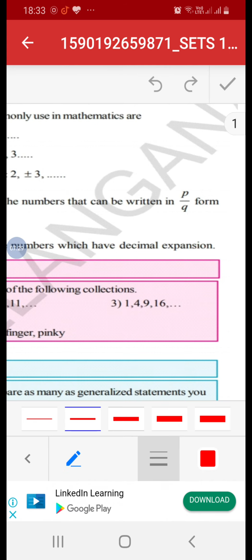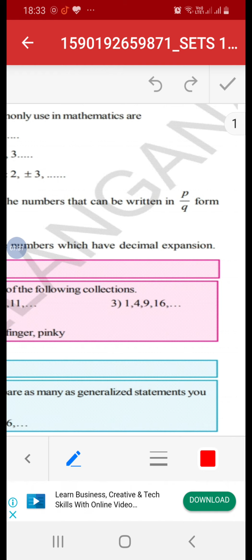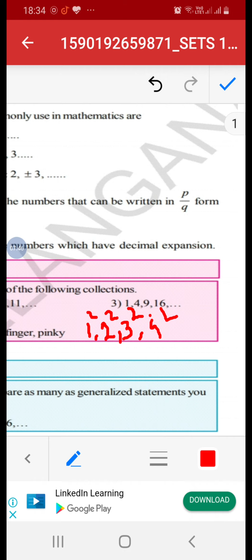If you look at the third one, it can be written as 1 square, 2 square, 3 square, 4 square. So what are they? 1 square, 2 square, 3 square, 4 square and so on. They are nothing but the squares of natural numbers. What are these? 1, 2, 3, 4. They all are natural numbers. So we can call them the squares of natural numbers.